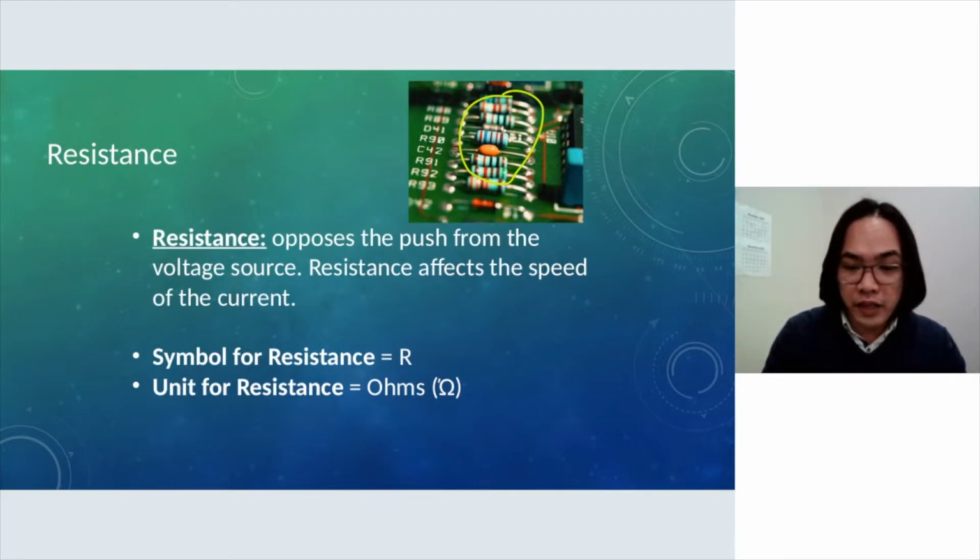Okay, so your resistance has a symbol, big letter R, and the unit of this is the Greek alphabet omega. It is known as ohms. It was named after a scientist who studied resistance.